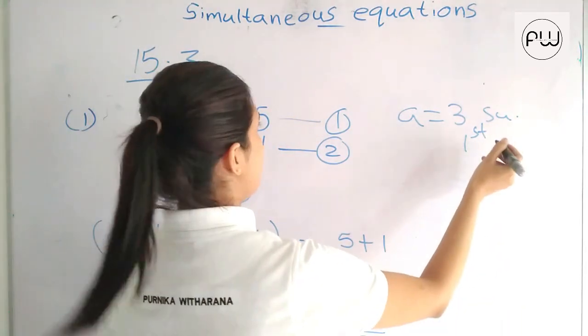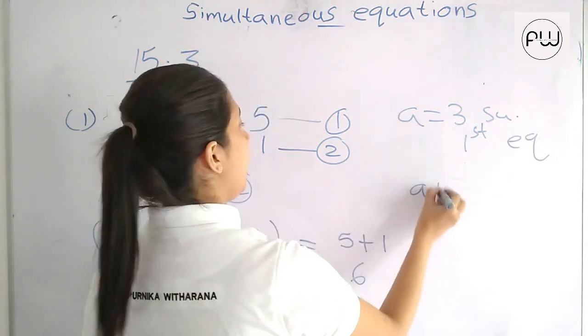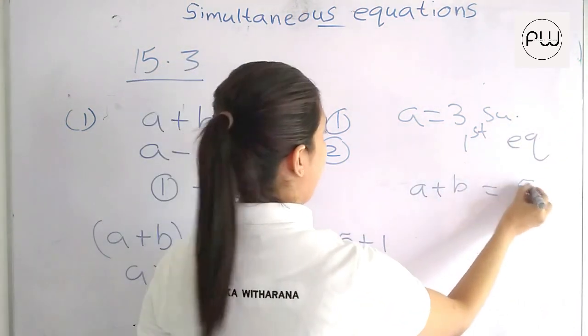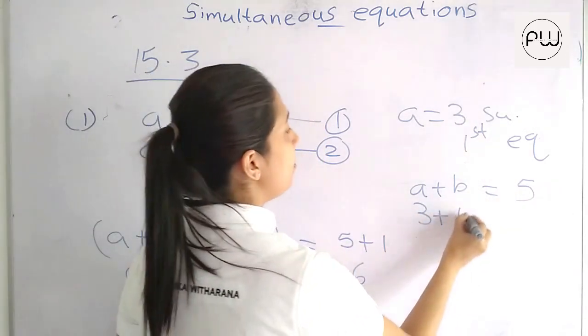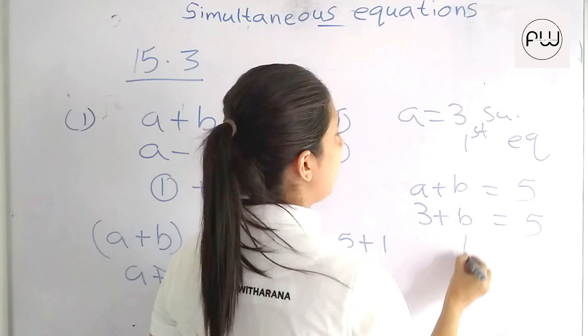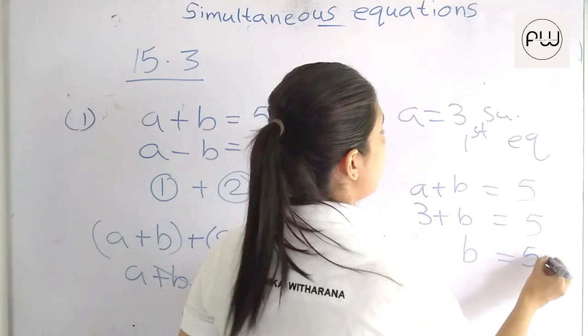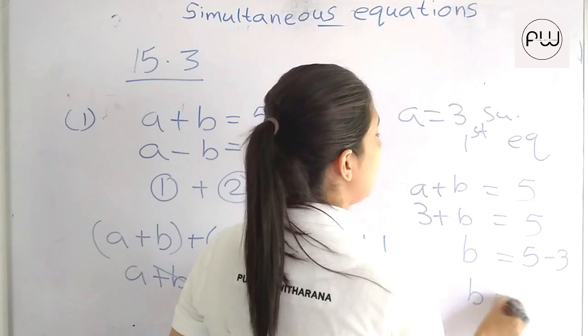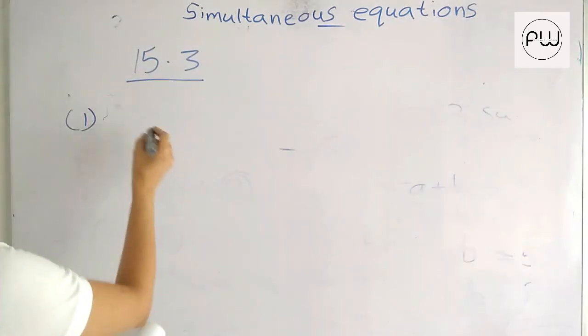So I am substituting for the first equation. The first equation is a plus b equal 5. We found the value of a, it's 3. So 3 plus b equal 5. Then we can find the value of b by subtracting 3 from 5. Then b equal 2. Right.